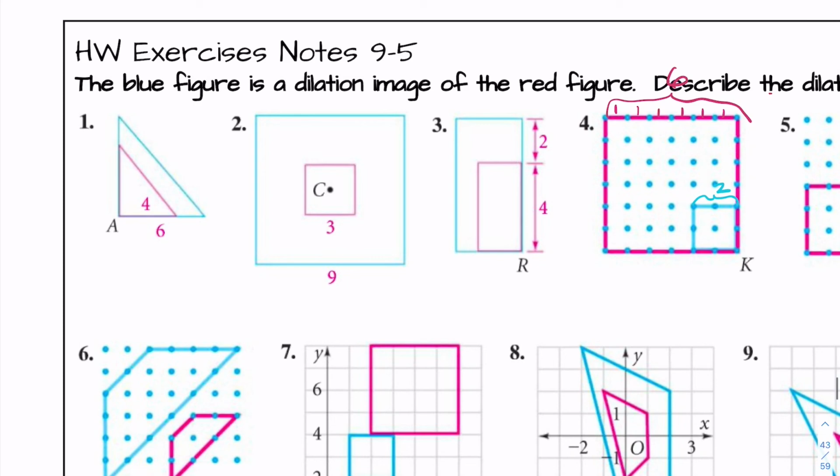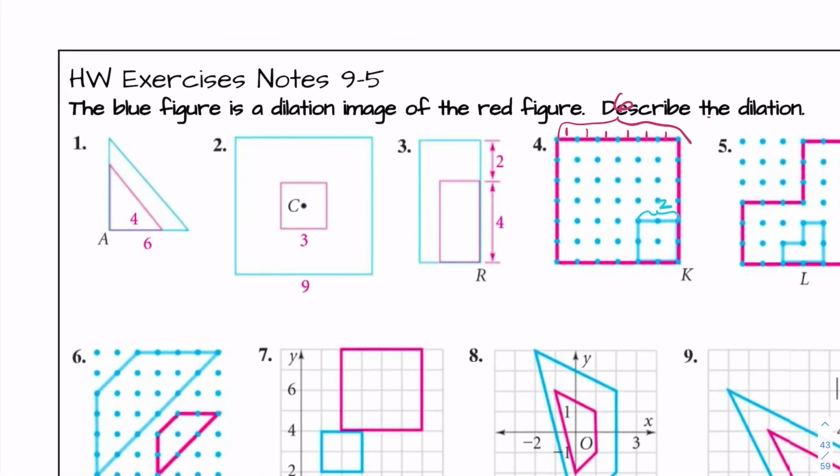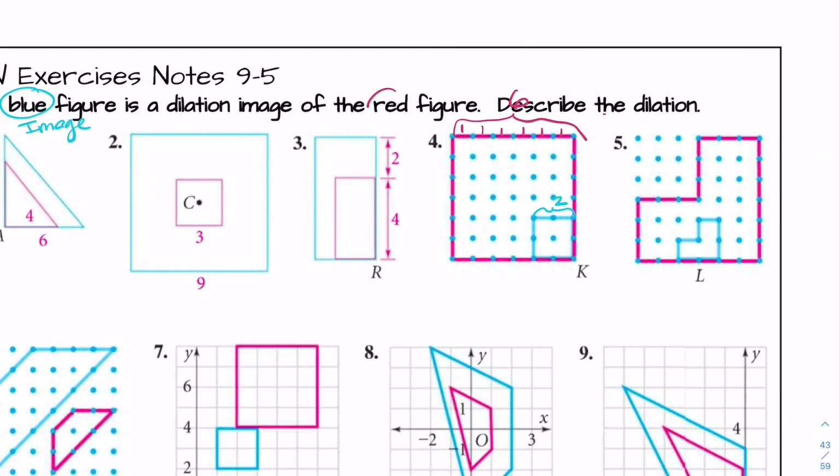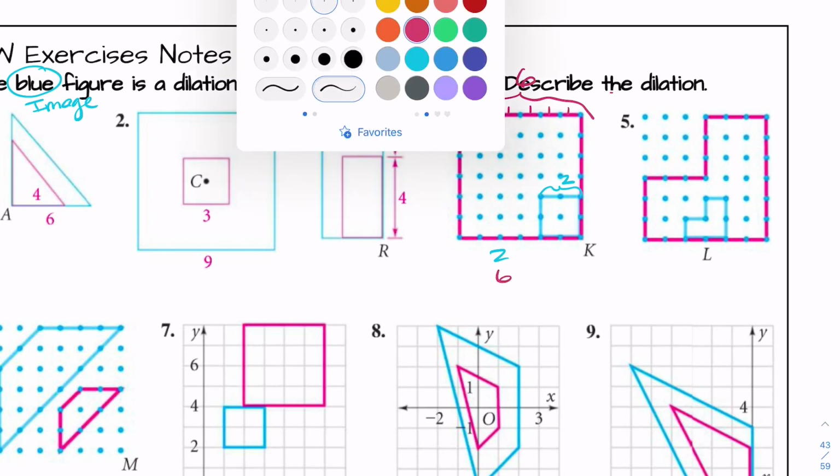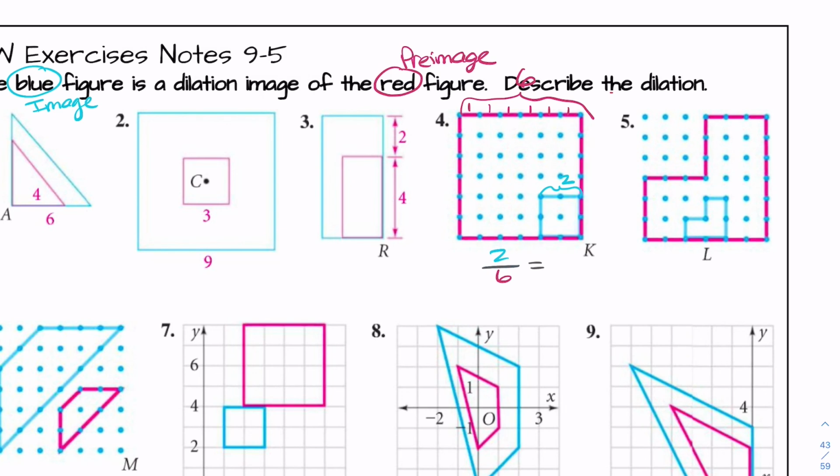And don't forget, the blue figure is a dilation. So the blue figure, blue is a dilation image of the red. So this is your image. So it's always going to be blue over red because your red is your pre-image. So it's always going to be 2 over 6. So 2 over 6 equals 1/3. And so on.